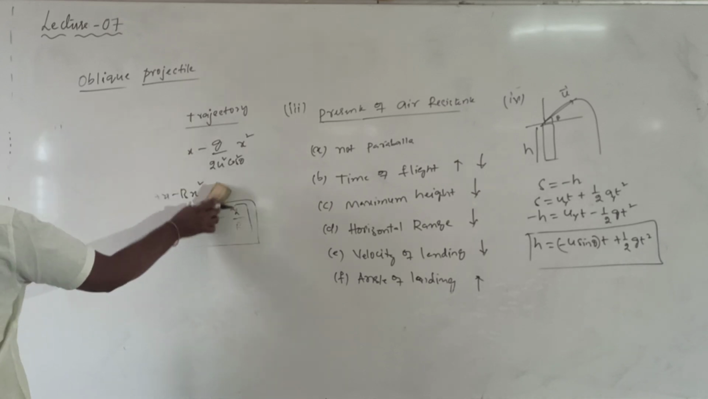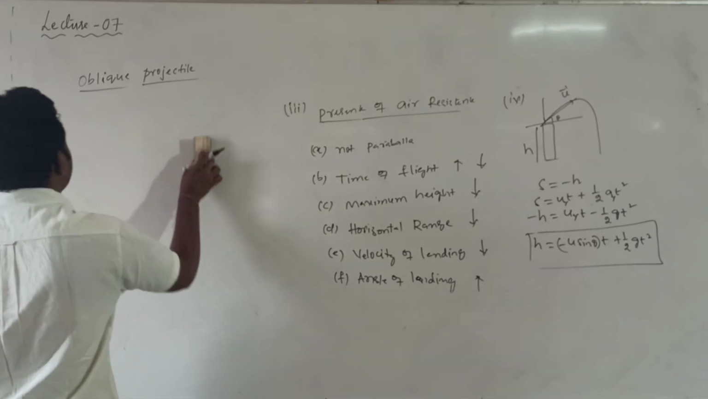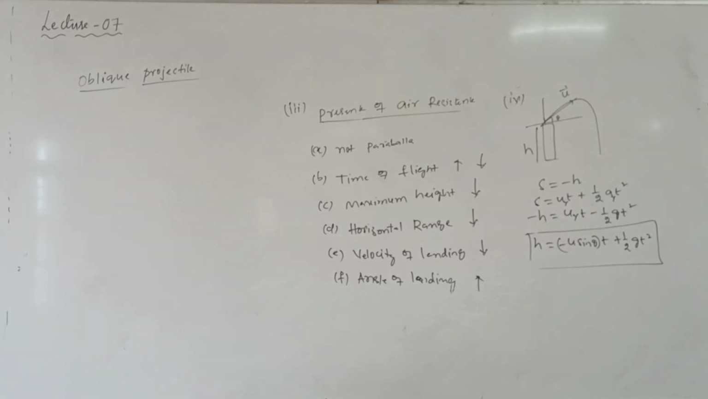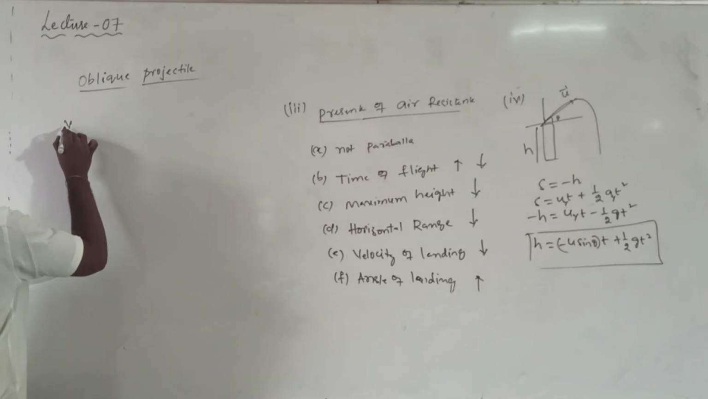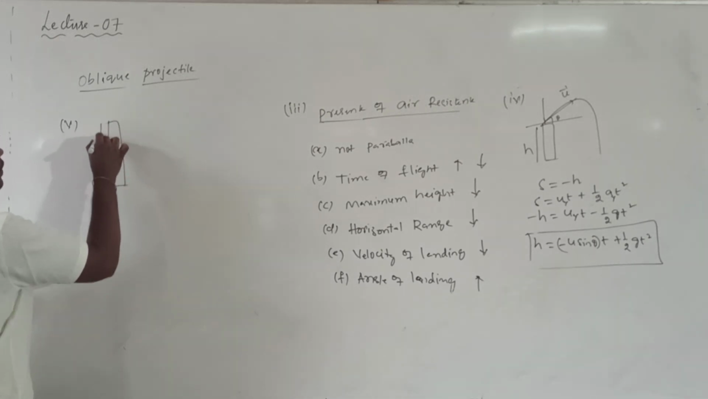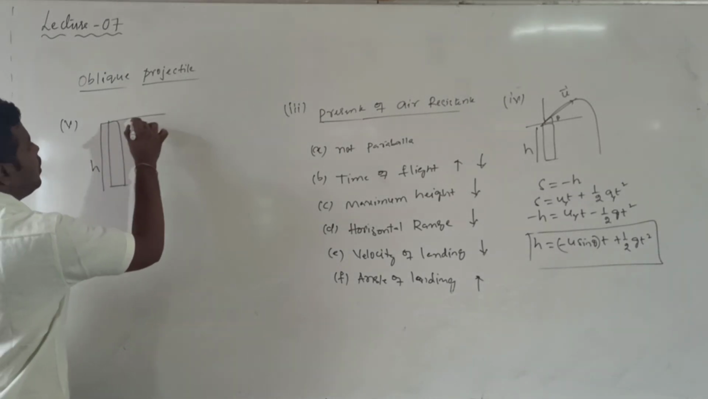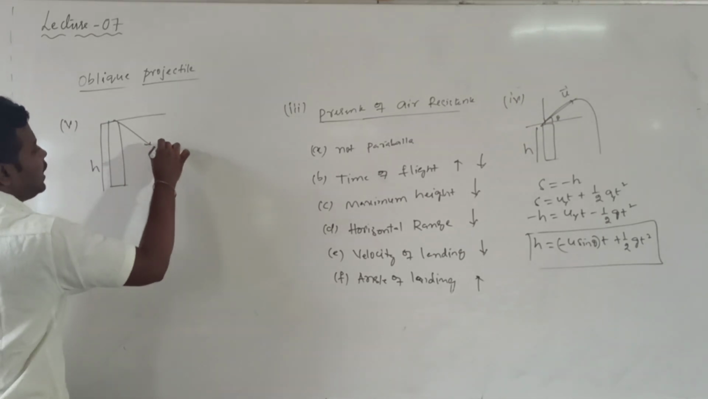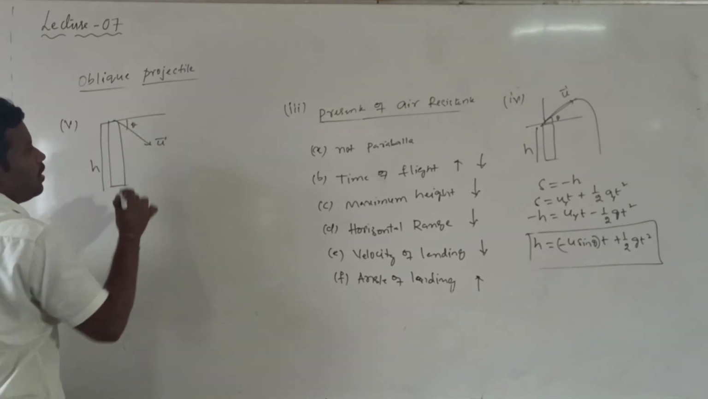Next one is regarding this oblique projectile. The next point is, if the body is projected from the top of a tower, let me consider a tower of height h, but this time the body is projected downwards with a velocity u, making an angle theta with the horizontal.